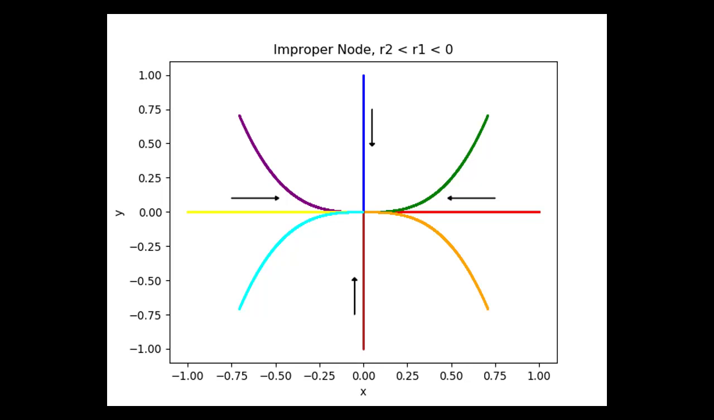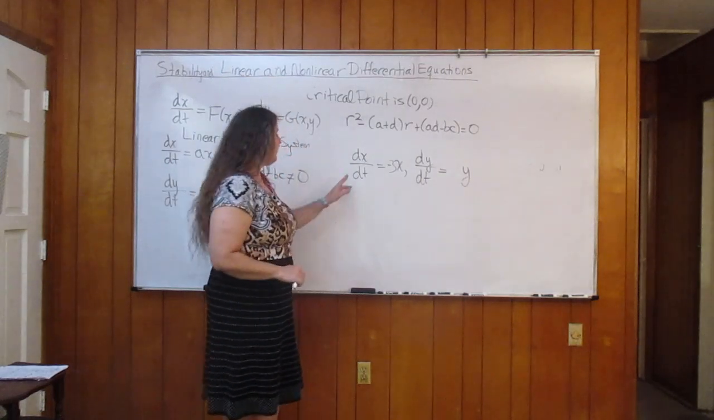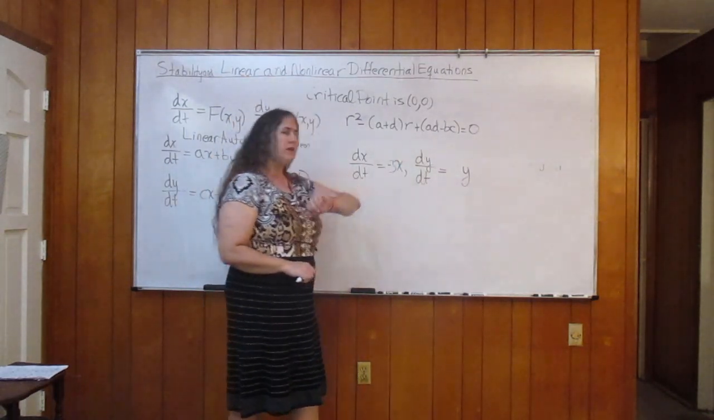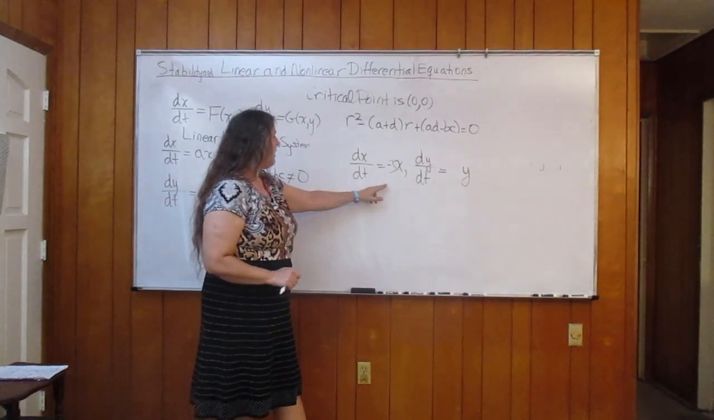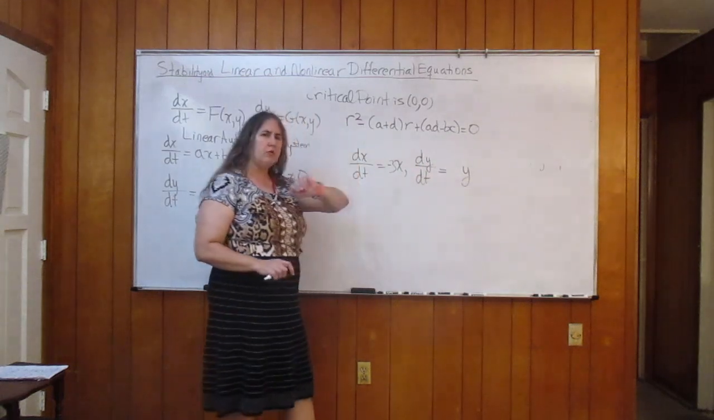A trajectory that starts on the y-axis will be a straight line. This kind of critical point is called an improper node, and this system is asymptotically stable. Next, I'm going to consider the linear autonomous system dx by dt is equal to minus 3x, dy by dt is equal to y. In this case, a is equal to minus 3, b and c are 0, and d is equal to 1.